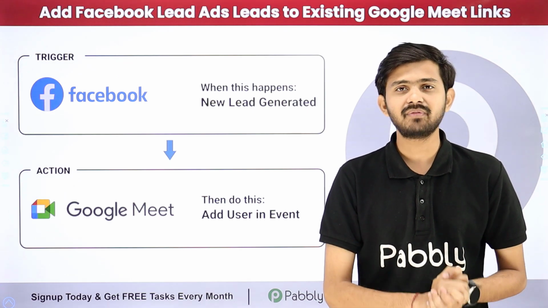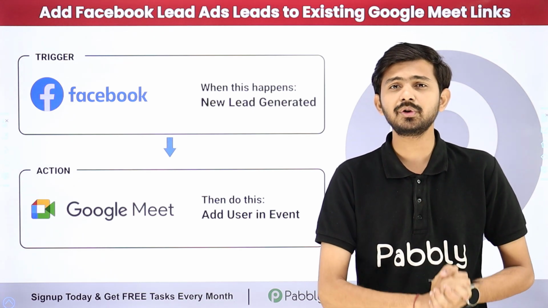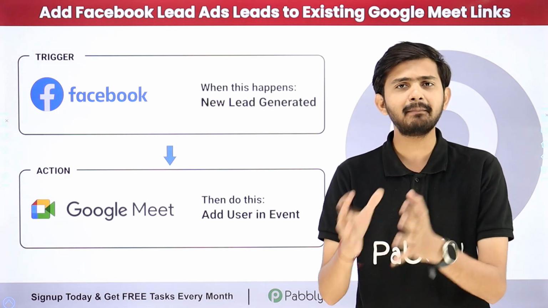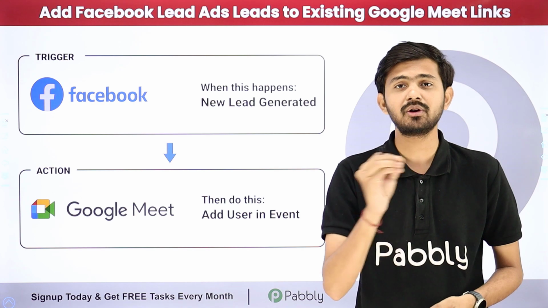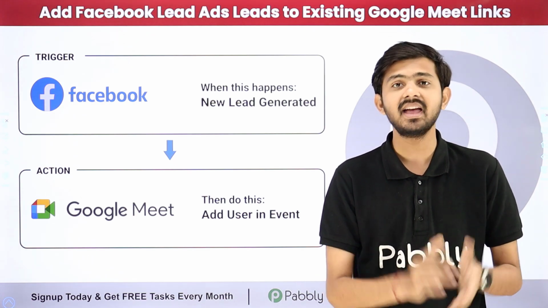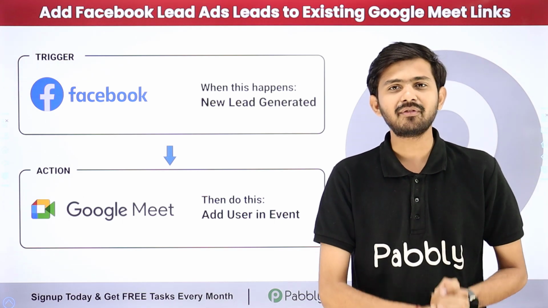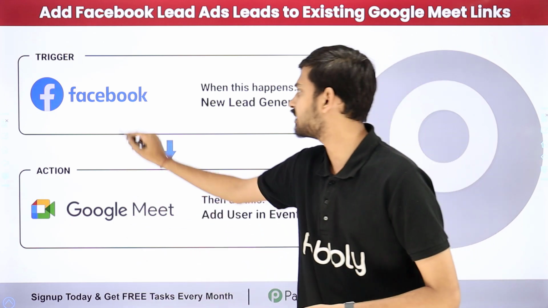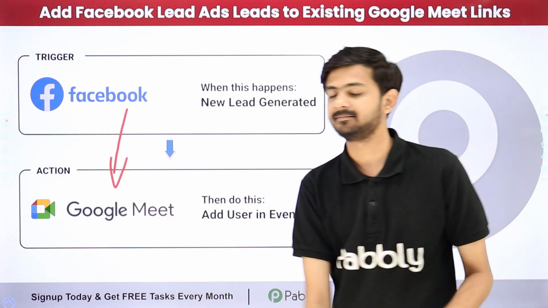So here I've scheduled this webinar in Google Meet, and now what I want to do is that whenever I receive a new lead through a Facebook lead ad for my business, then automatically I want to enroll that user, or add that user, in my already scheduled meeting in Google Meet. So for doing this automatically, I need to simply build a connection between Facebook lead ads and Google Meet.